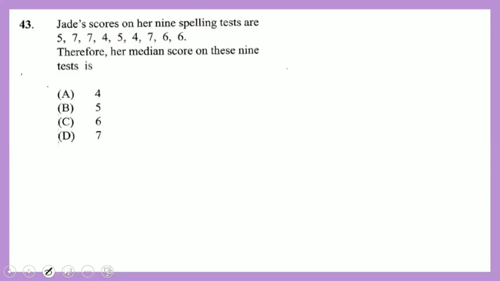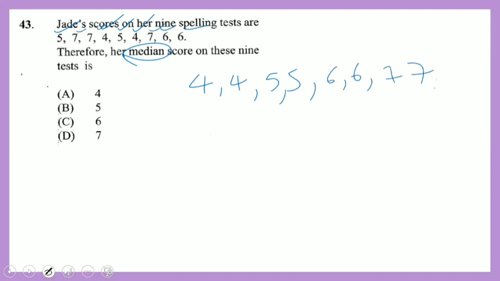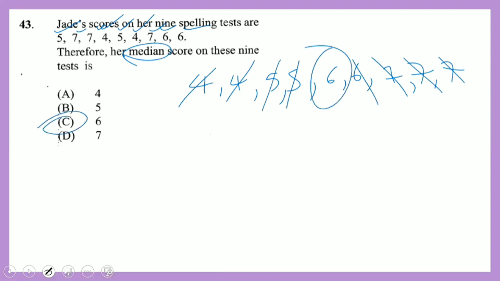Jade's scores, so we're still on statistics. Jade's scores on her 9 spelling tests are 5, 7, 7, 4, 5, 4, 7, 6, 6. Therefore, her median score is, and median is the middle number. To find the middle number, we need to put them in order. So here we go: 4, 4, 5, 5, 6, 6, 7, 7, 7. Which number is in the middle? Cross them off one from each end if you're not sure. That's going to be 6.